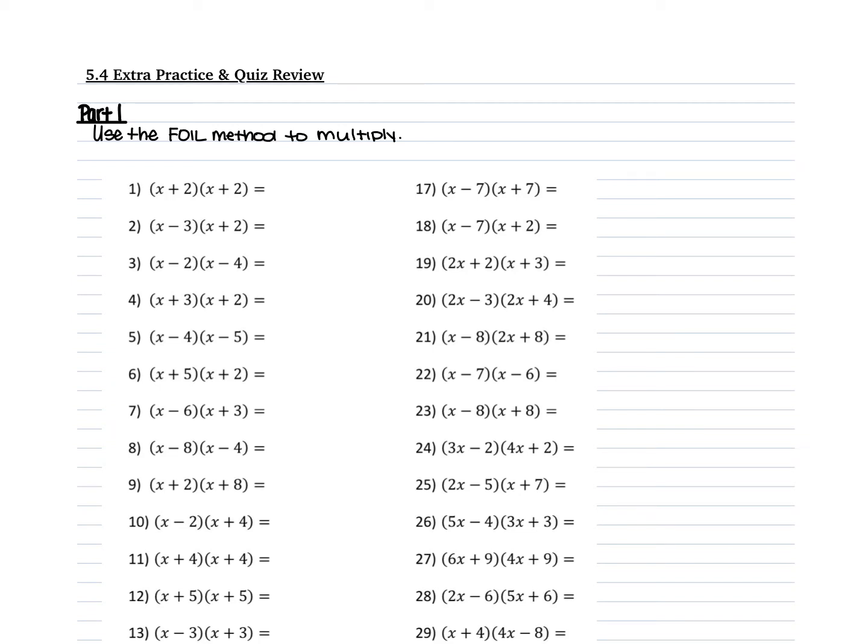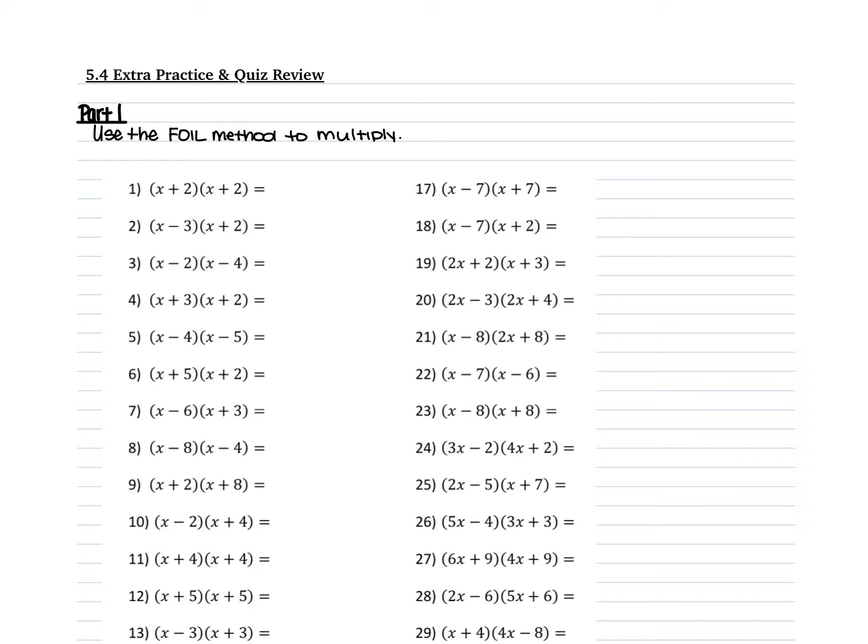This is your 5-4 extra practice and quiz review. So you're treating this as extra practice and you're treating this as your quiz review also. 5-4 is literally multiplying binomials. So you're going to have on your quiz the foiling method. So a binomial times a binomial: first, outer, inner, last. Use foiling. You're also going to have your special products.